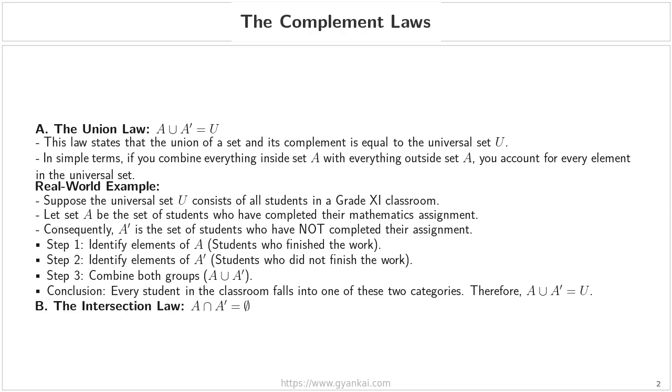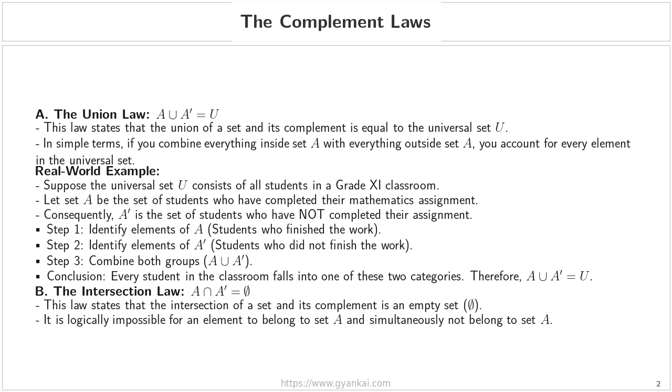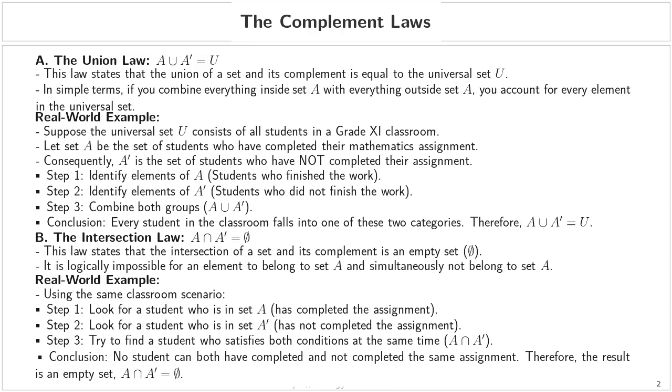Now let's shift our focus to Part B, the intersection law. This is written as, A intersection A prime equals the empty set. This law is actually the logical flip side of the first one. It states that there is no overlap between a set and its complement. It is logically impossible for an element to be inside set A and, at the exact same time, be outside of set A. Let's return to our classroom scenario to prove this.